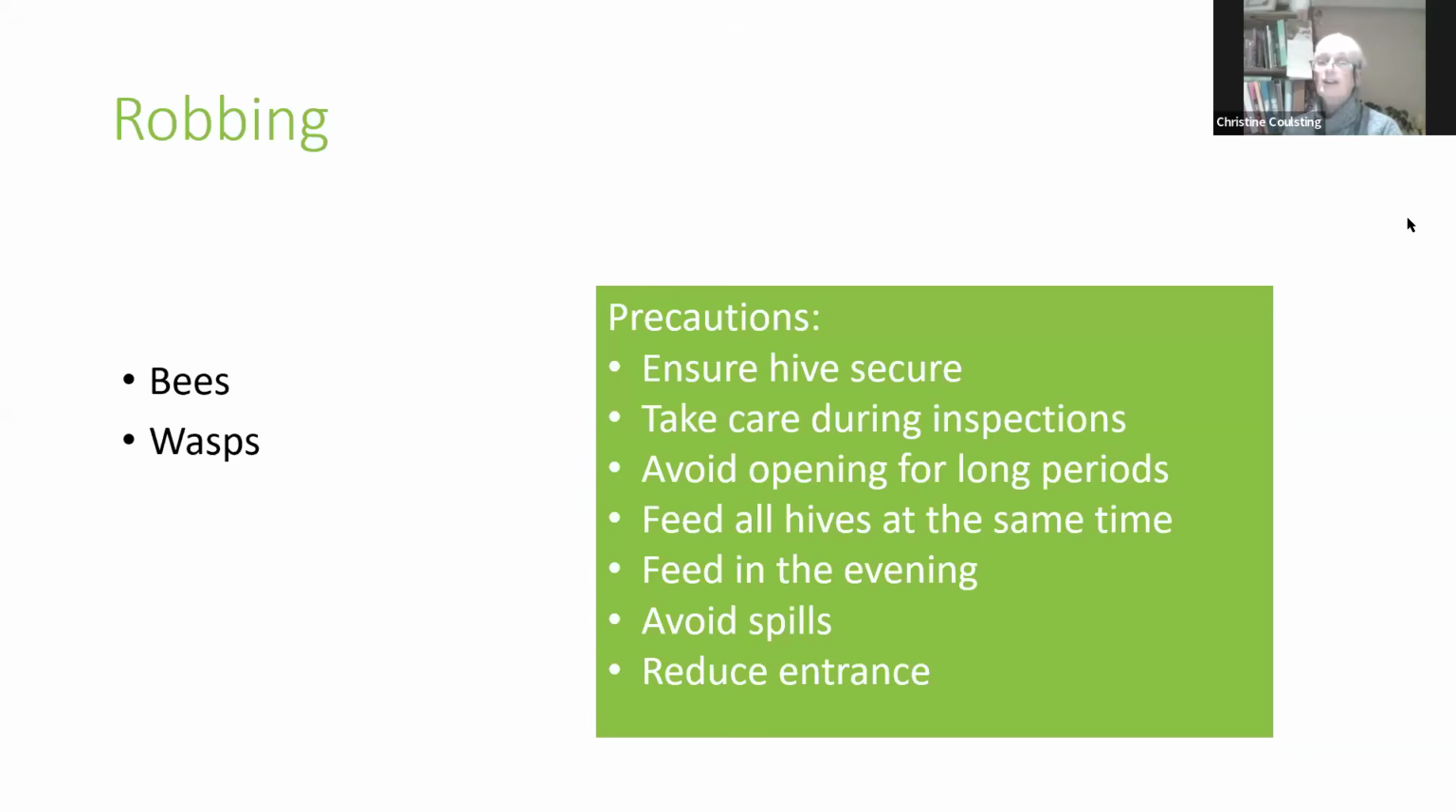Other precautions you can take are to take care during inspections. I like to put supers, particularly in July, August, September, completely inside the upturned roof, so not on the diagonal. I put them right inside, and I always put the crown board on top, and avoid opening for long periods. Something I saw a few years ago was a hive inspection demonstration, and the hive was left open for so long it ended up being robbed by other bees.